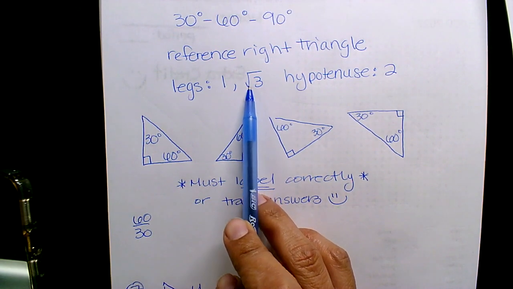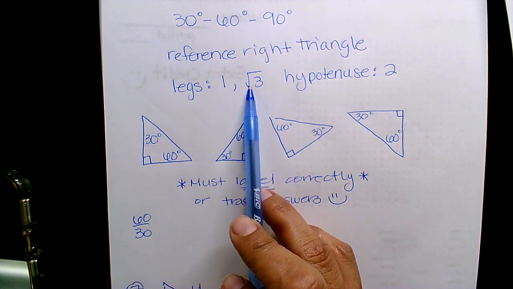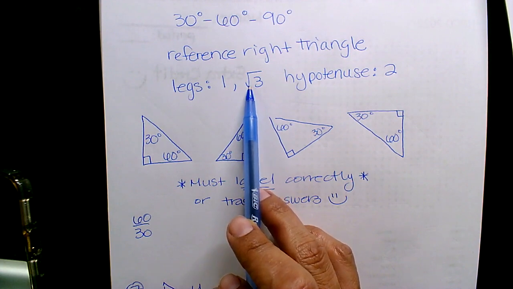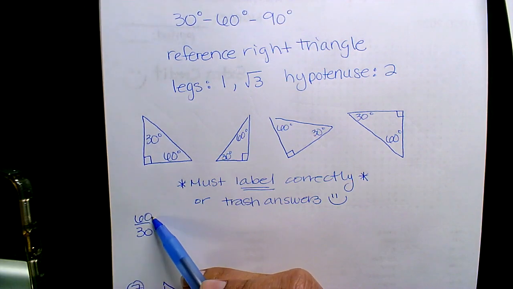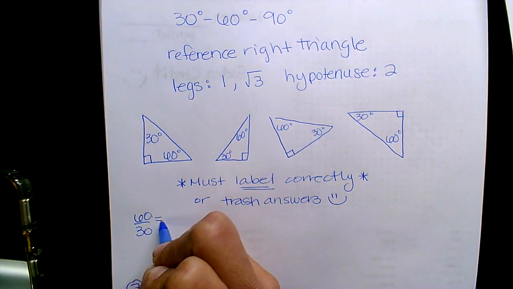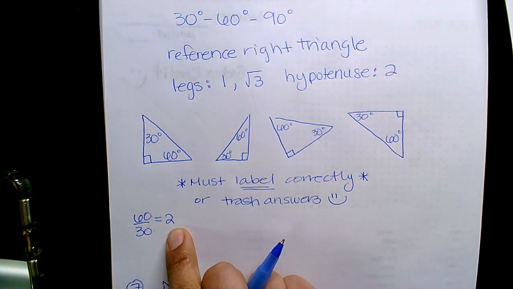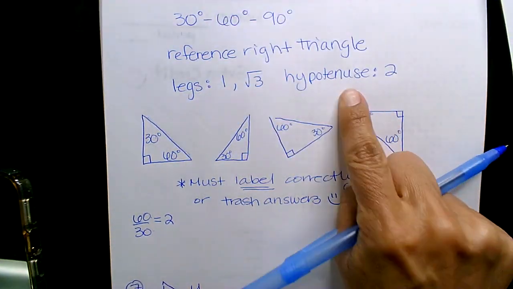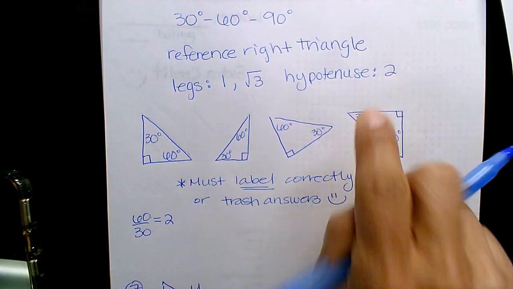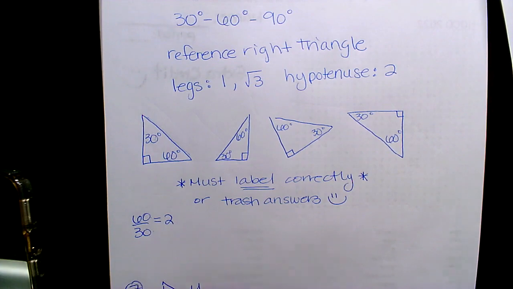This is not a 45, 45, 90 where you get 1, 1, rad 2. This is a 30, 60, 90. So you have to label it differently. Okay, 30 divides into 60 how many times? 2. Okay, so this is just a helper. So look, the 30-60 side is your hypotenuse. I told you it's 2. But if you just look at the angles and you divide and get this trick, you'll see it's 2.